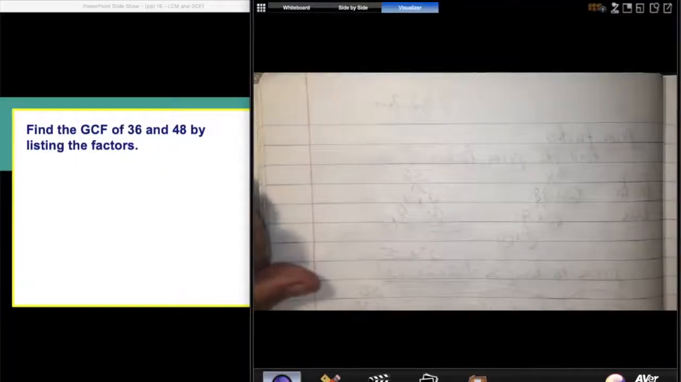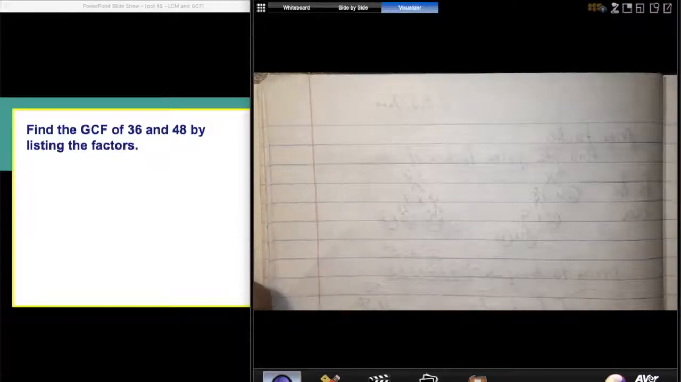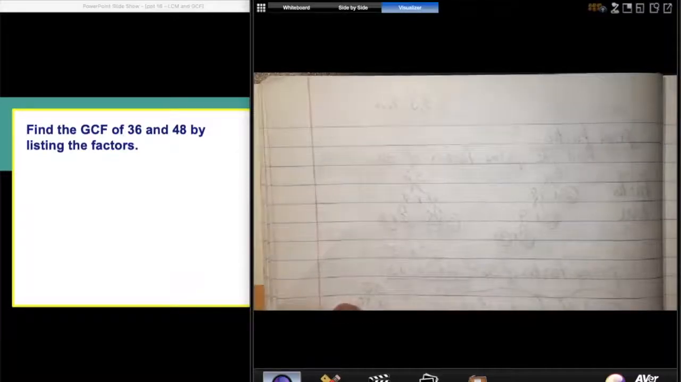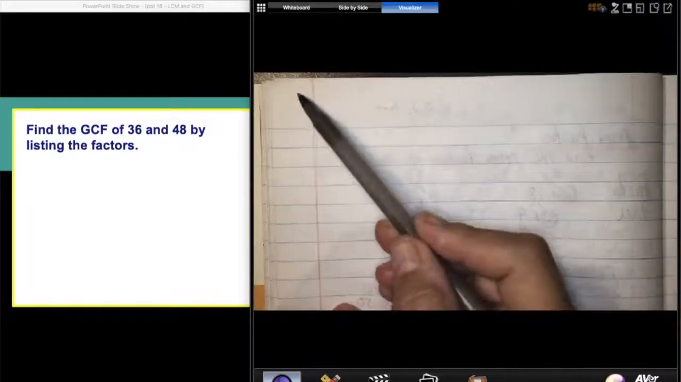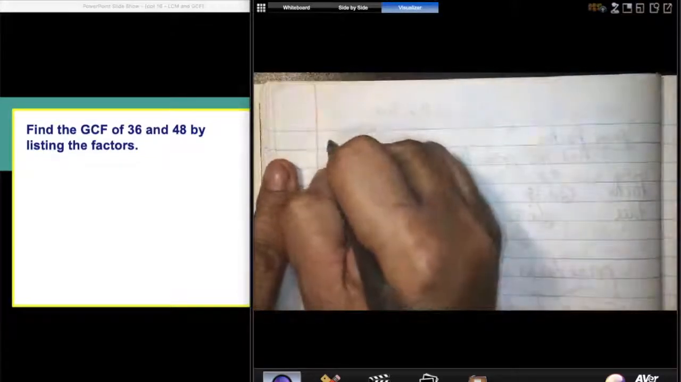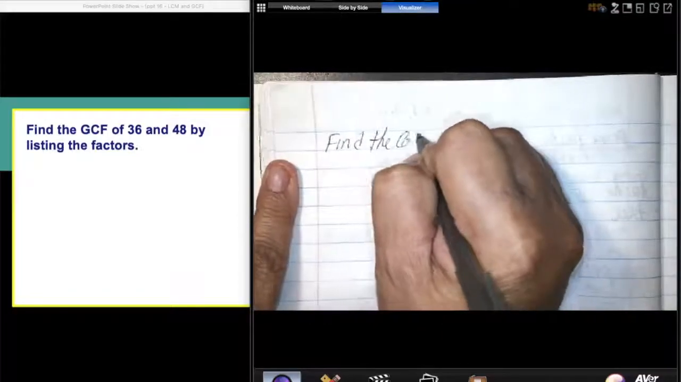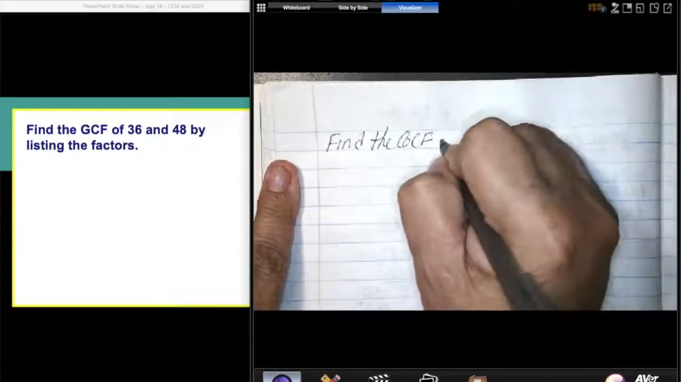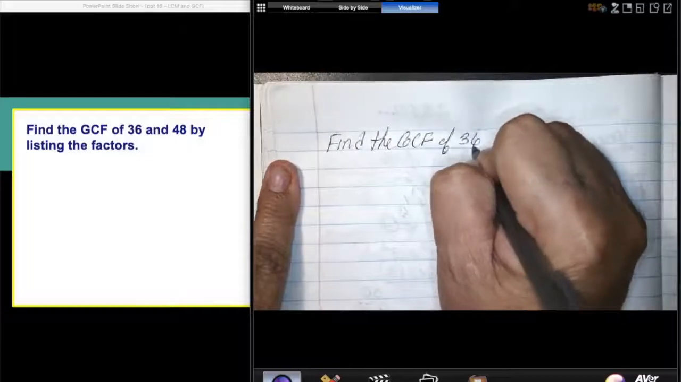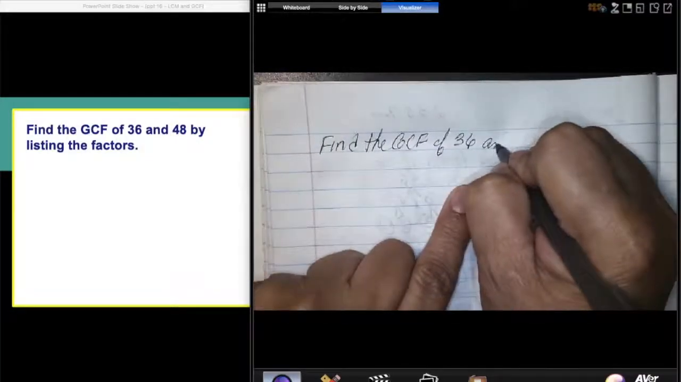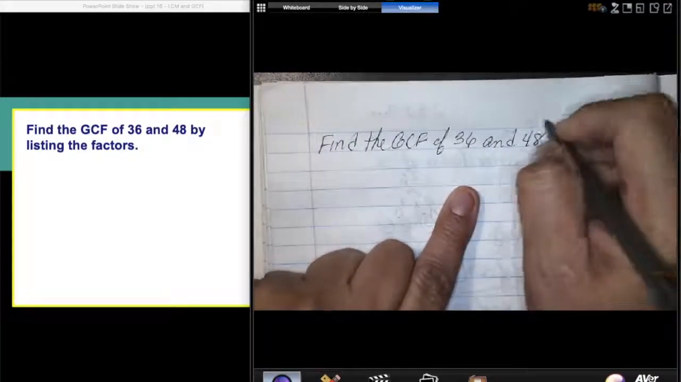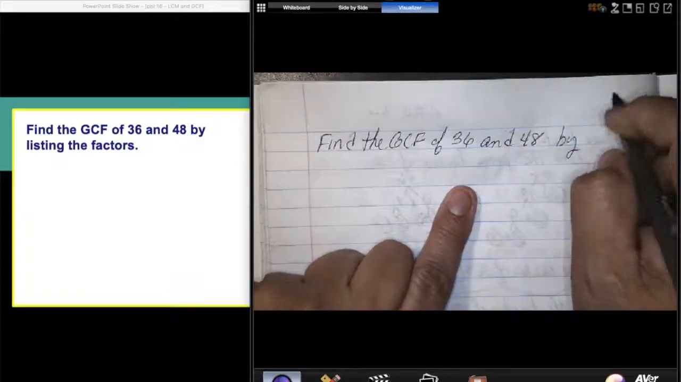Let's go ahead and continue by finding the GCF of 36 and 48 by listing the factors. I'm using the next available page. Go ahead and put the page number and the date across the top. Find the GCF of 36 and 48 by listing the factors.